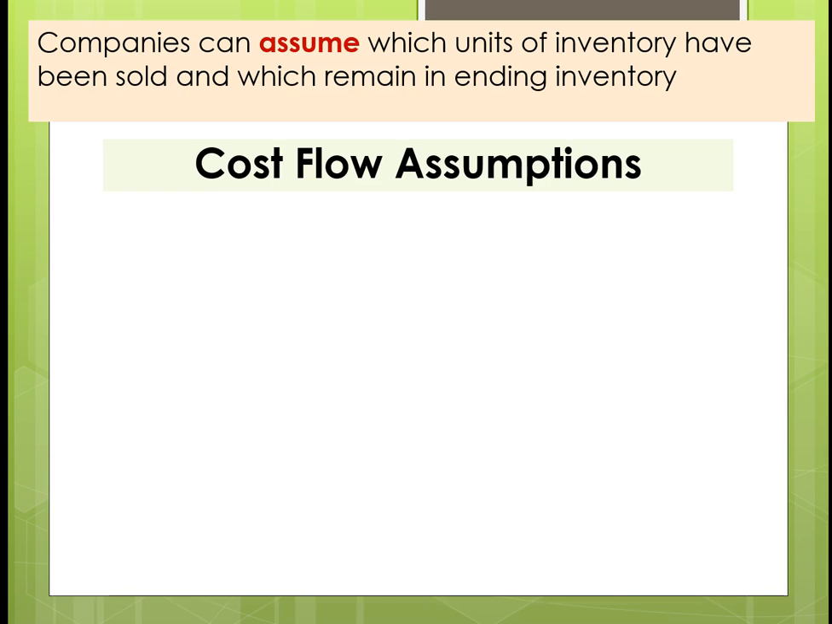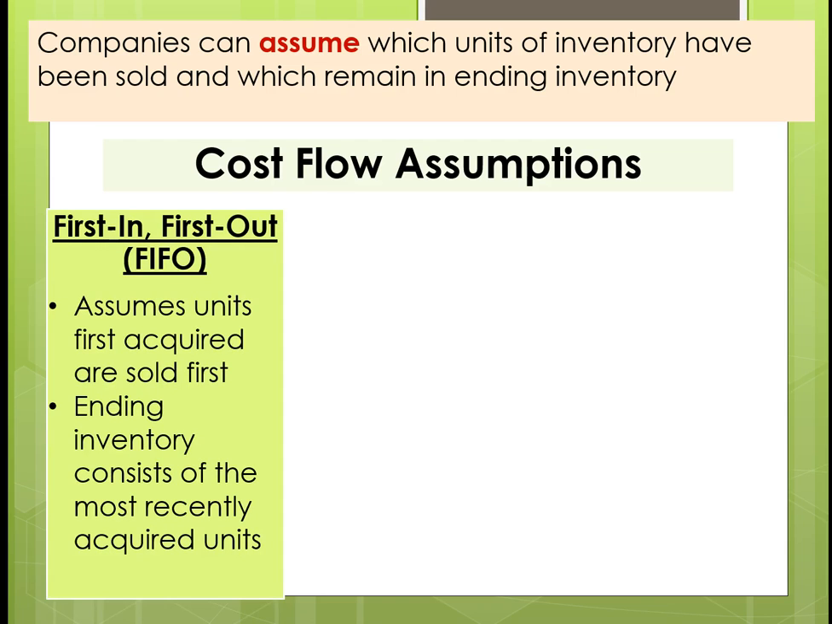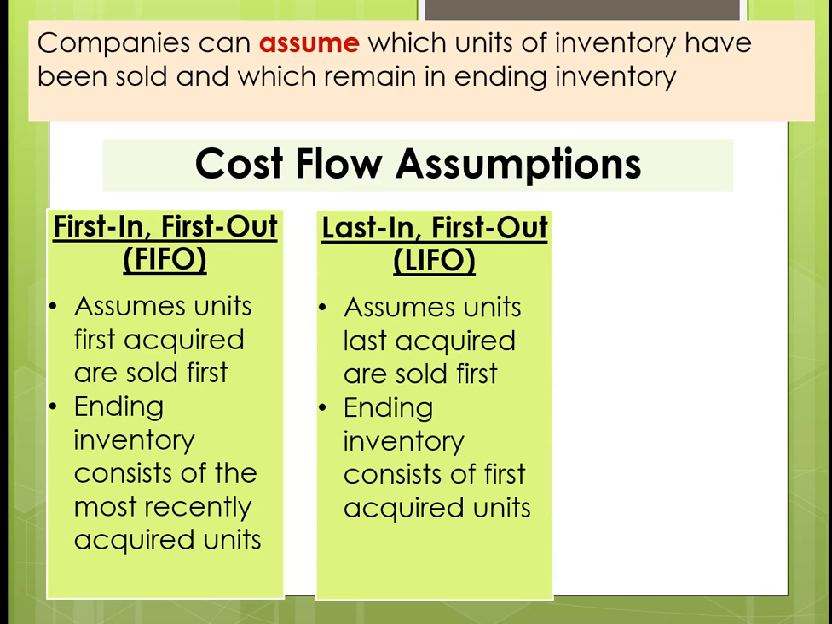Now let's look at some cost flow assumptions. These assume that all the units are the same, but what we're going to do is focus on the cost. The first one is called FIFO, first in, first out, and it assumes the units first acquired are sold, which means the costs associated with the first units are the first transferred out, and ending inventory consists of the most recently acquired units.